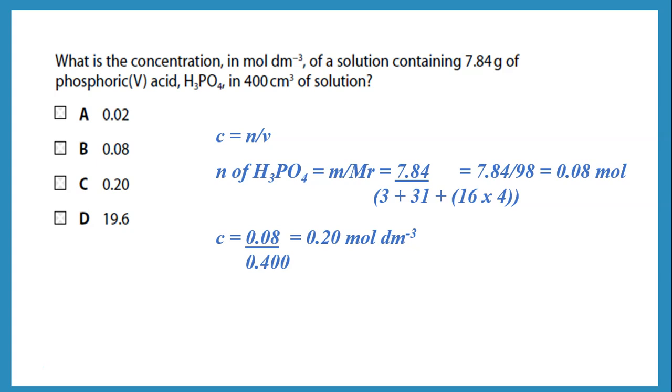So now I have number of moles, and we're given the volume, and we're required to get concentration. So concentration is the number of moles over volume. Please do not forget to change the volume to decimeter cubed. So the 400 over 1,000 should be 0.4, and that gives me a concentration of 0.2.